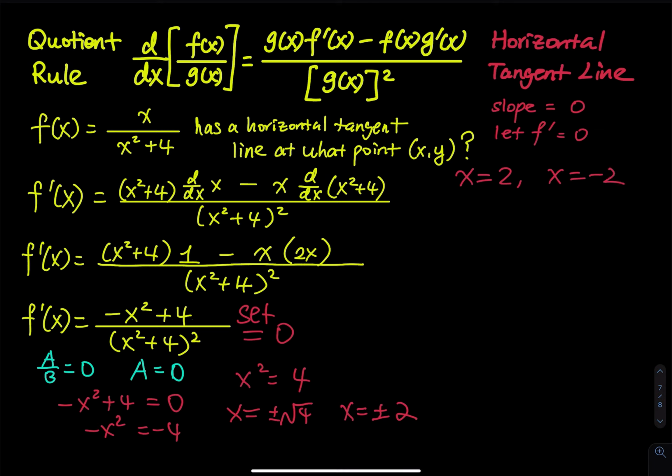When x is equal to 2, what is the corresponding y value? You have to give me a point, right? So at that location, there is a horizontal line. At that location, you only have an x coordinate. I need to know the y coordinate as well. Can you give me that?